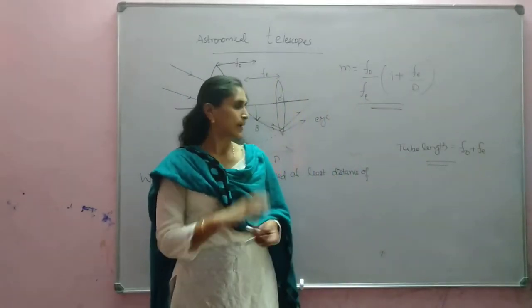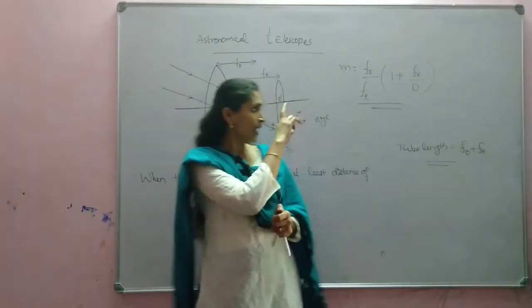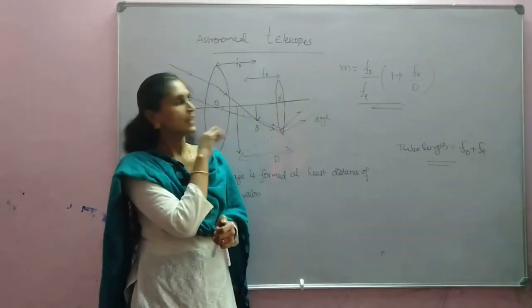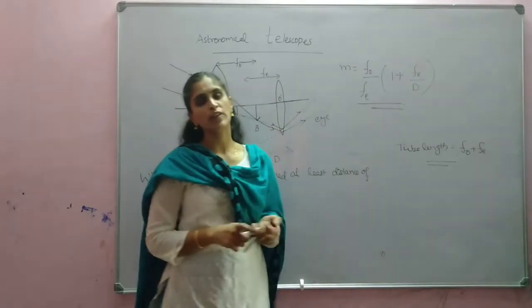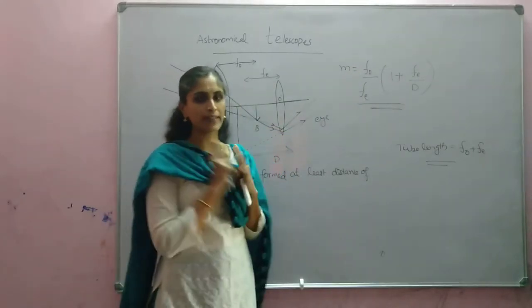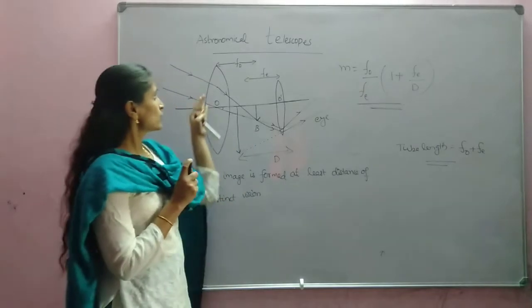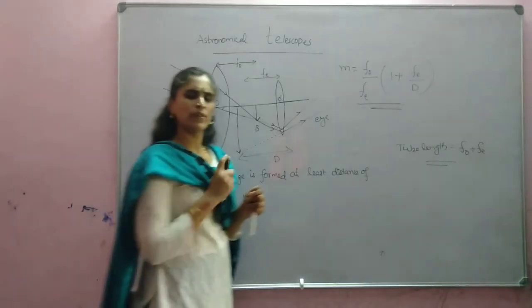Clear? Magnifying power in normal adjustment position is Fo by Fe, and when the final image is formed at the least distance of distinct vision, it is given by Fo by Fe into 1 plus Fe by D. This is for the astronomical telescope. Now for the terrestrial telescope, what will be the difference?